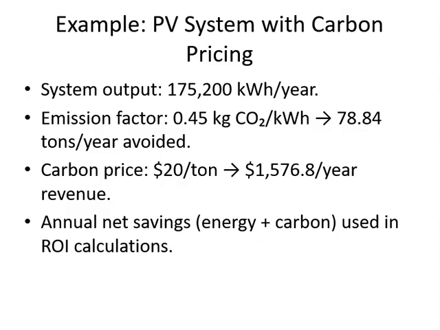Let's take an example. A PV system produces 175,200 kilowatt hours annually with an emission factor of 0.45. That's 78.84 tons of CO2 avoided per year. At $20 per ton, that's an extra $1,576.80 in revenue every year on top of your energy savings. This added income then flows into your ROI calculations.